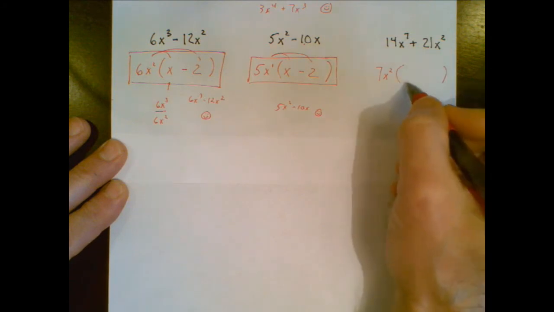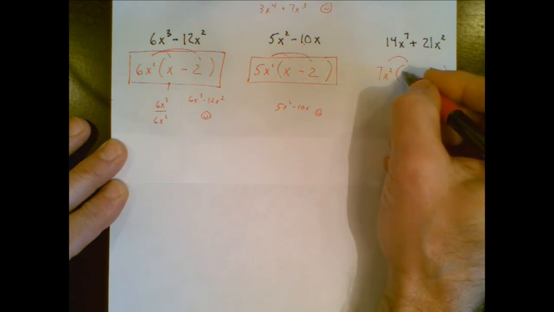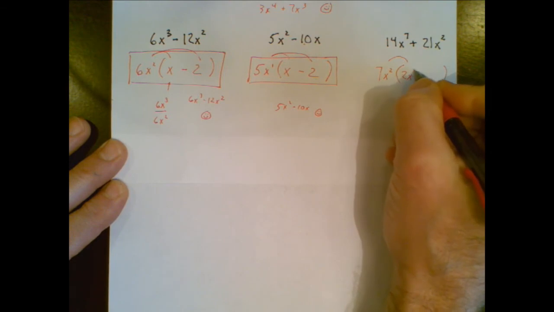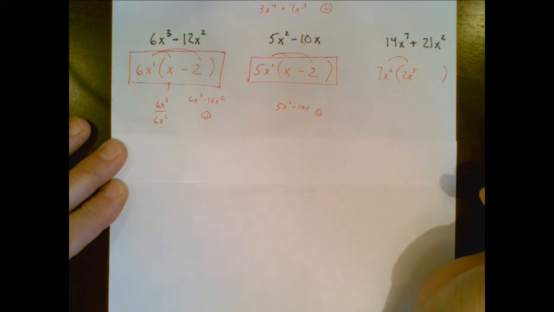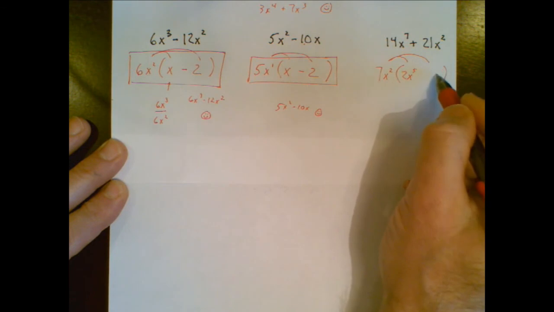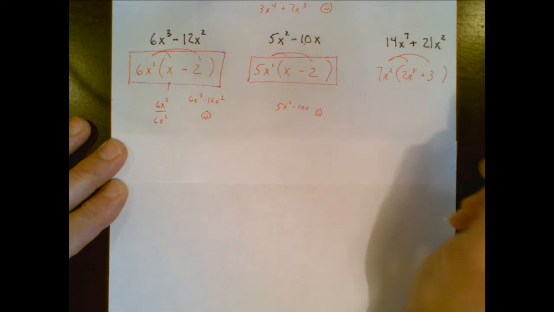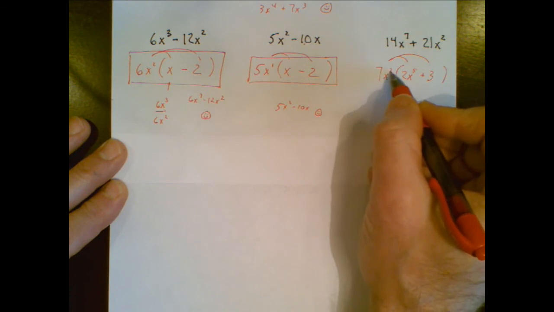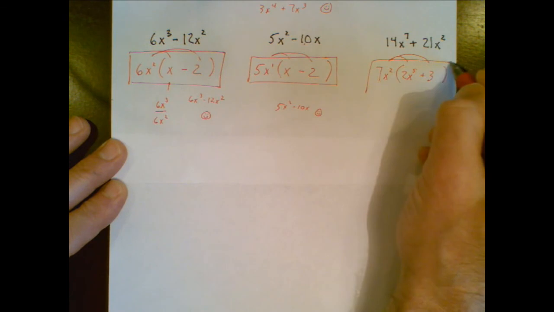And over here, what needs to go here to make this first distribution work? I need a 2, so that 7 times 2 gives me 14. And I need an x to the 5th, so that x to the 2nd times x to the 5th equals x to the 7th. What needs to go here to make that second swoosh work? I need a 3. 7 times 3 is 21. And I don't need any variables because 7x squared, if I put an x here, my exponents are going to get too big. So I am done right there.